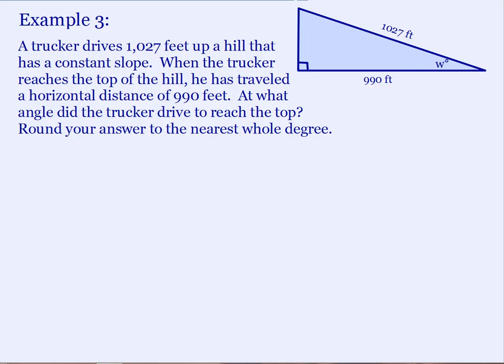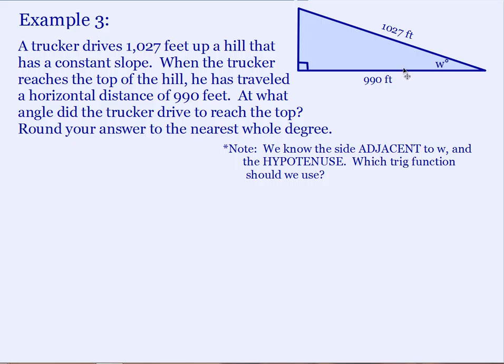So this one, still, we're going to set up our equation the same, but there's going to be a little trick to it at the end. So we know the side adjacent to my angle and the hypotenuse. Which trig function uses adjacent and hypotenuse? That's cosine. So I'm going to set up a cosine function. The cosine of angle W is 990 over 1027.